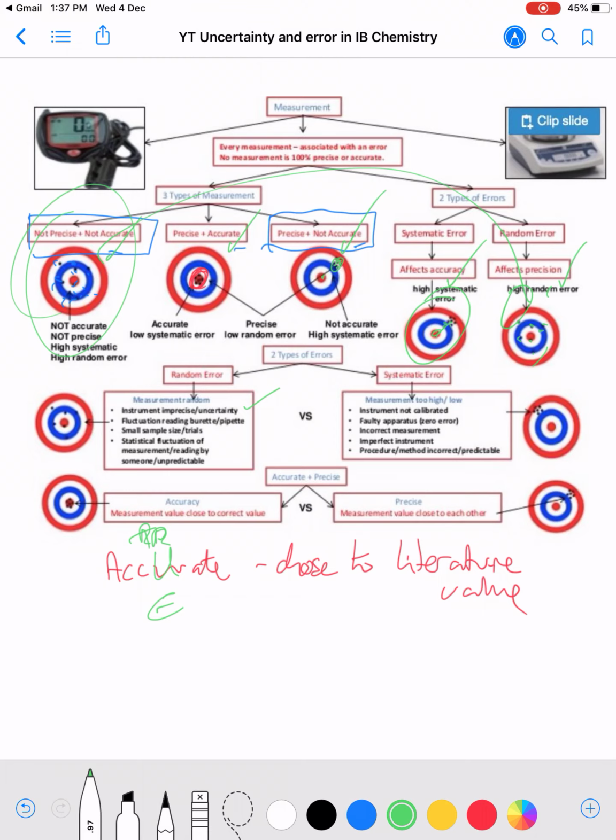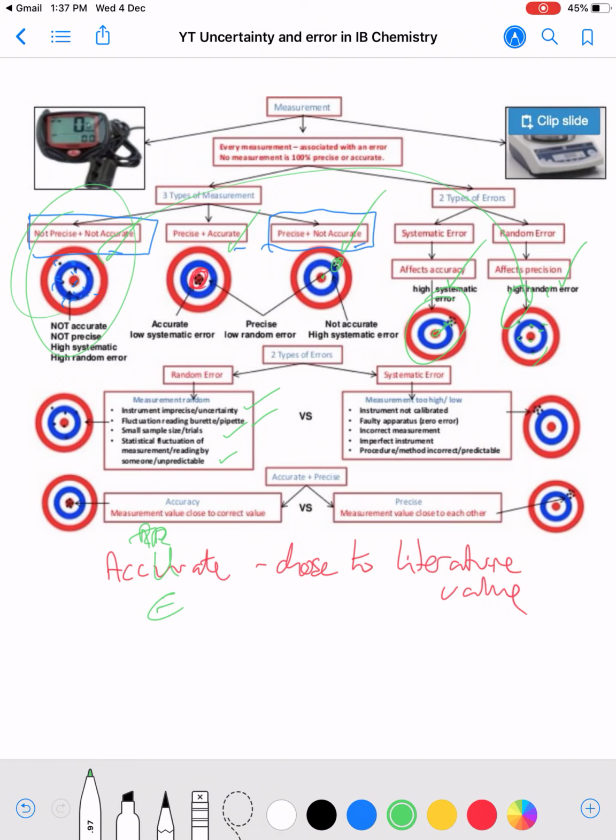This can be a burette reading or pipette, small sample size, not enough trials. You shouldn't be guilty of that if you're filling your 10 hours for your IA. And any statistical fluctuations of measurements. So the unpredictability inherent in most chemistry experiments, which I'm sure you will have seen as you've journeyed through your IB.